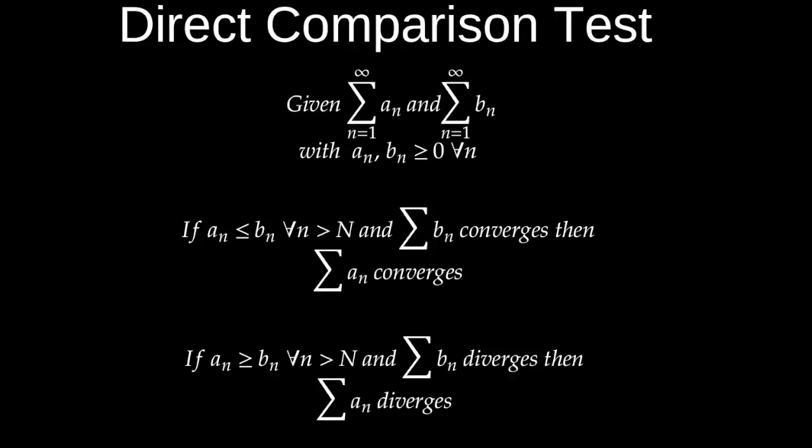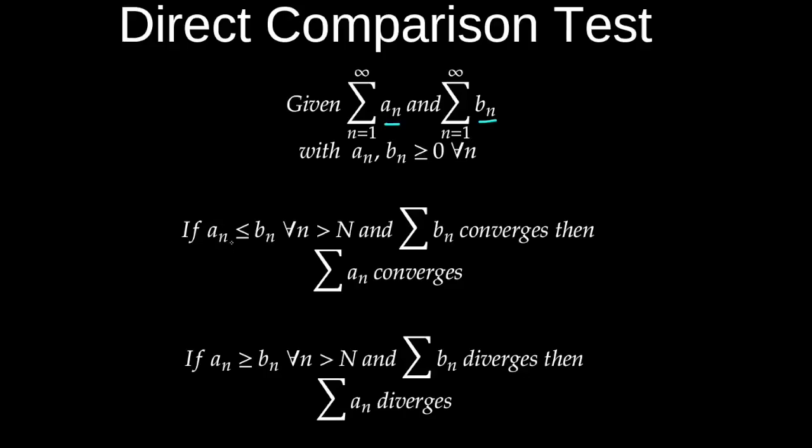The comparison test can be used to determine if an infinite series An converges by comparing it against another series Bn whose convergence is known. So for example, the geometric and harmonic P series, which are typically used to compare against in this test.